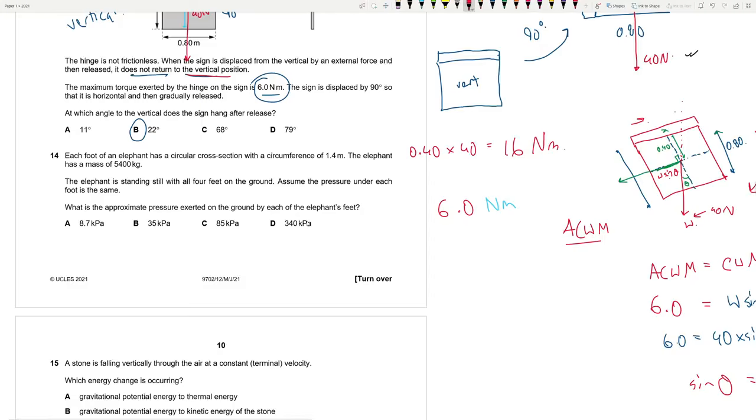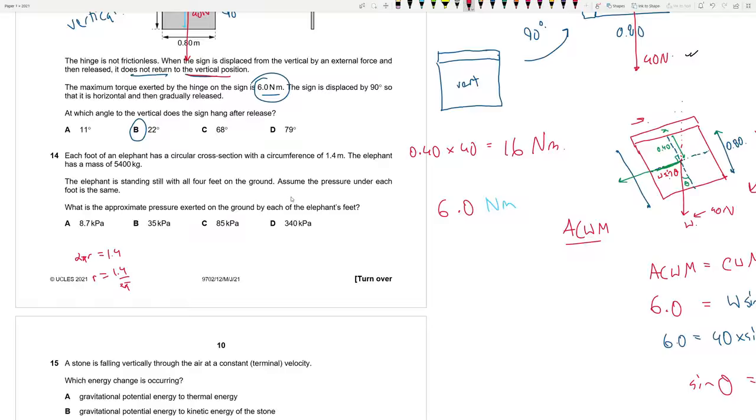So there are 4 feet, right? So we have the circumference. 2 pi r is equal to 1.4. But to find out pressure, we need area, right? We basically need pi r square. So let's find out r. R is actually 1.4 by 2 pi. That's our radius. Now, let's think about the total pressure first.